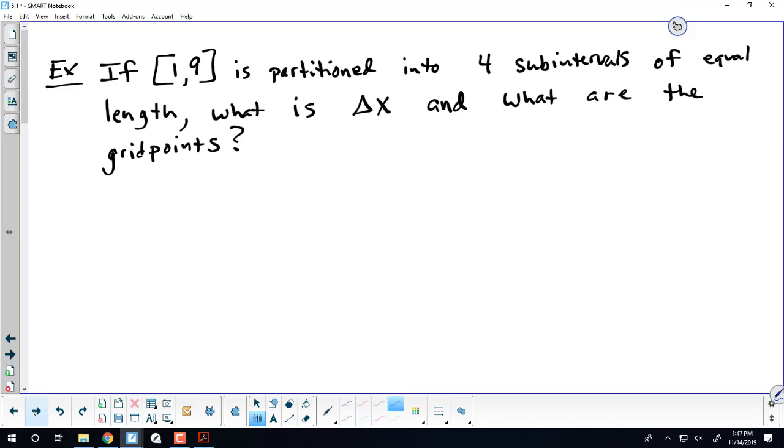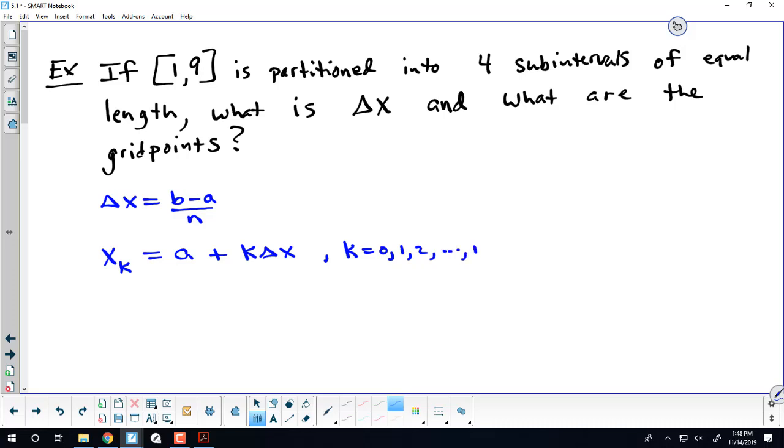All right then. If the interval 1, 9 is partitioned into 4 subintervals of equal length, what is delta x and what are the grid points? So rewrite this formula. Delta x is b minus a over n, and our grid points are just the x sub k's. And x sub k is defined as a plus k times delta x for k equals 0 to n.